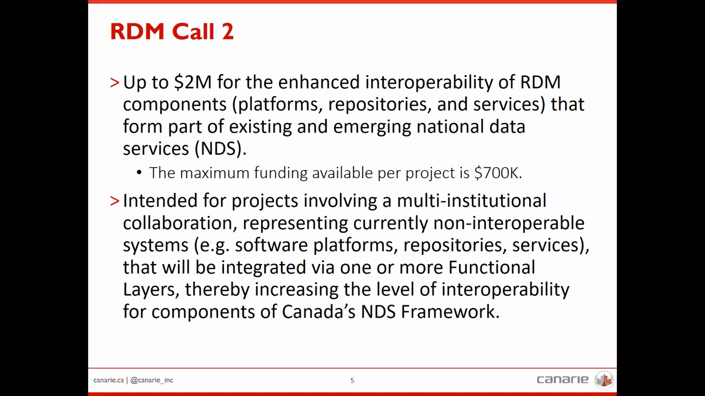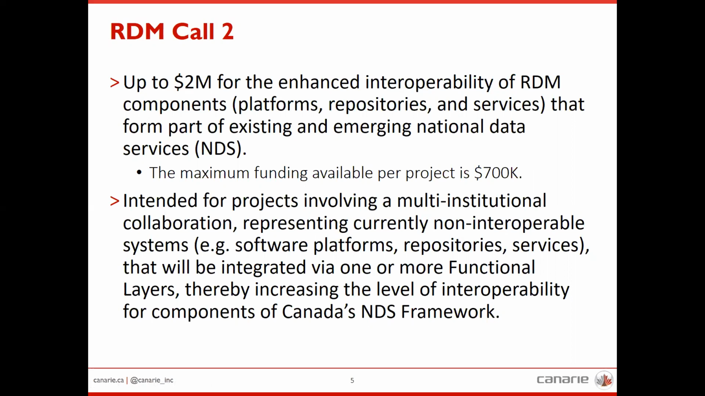The maximum amount of funding per project is $700,000. And the funding is intended for projects that involve multi-institutional collaborations representing platforms, data repositories, services that are currently non-interoperable, and that will be integrated via one or more functional layers, which I'll talk about in a little bit more detail shortly, and thereby addressing or increasing that interoperability aspect of the ecosystem that is so important.